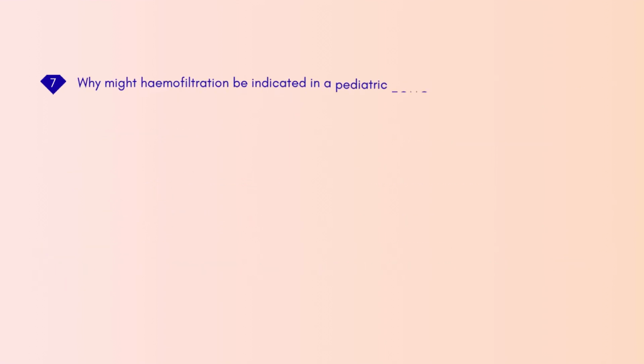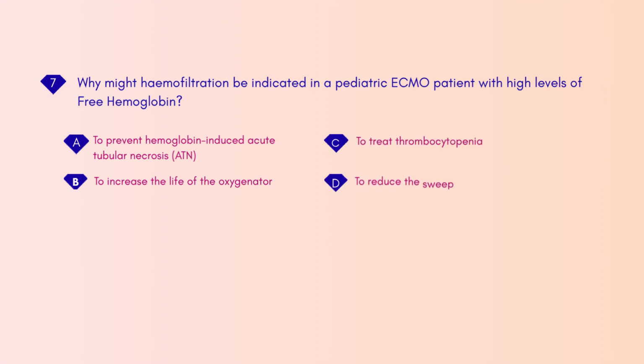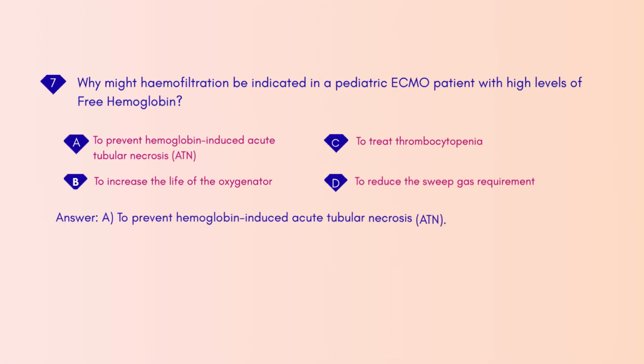Why might hemofiltration be indicated in a pediatric ECMO patient with high levels of free hemoglobin? A. To prevent hemoglobin-induced acute tubular necrosis, ATN. B. To increase the life of the oxygenator. C. To treat thrombocytopenia. D. To reduce the sweep gas requirement. Answer: A. To prevent hemoglobin-induced acute tubular necrosis, ATN.